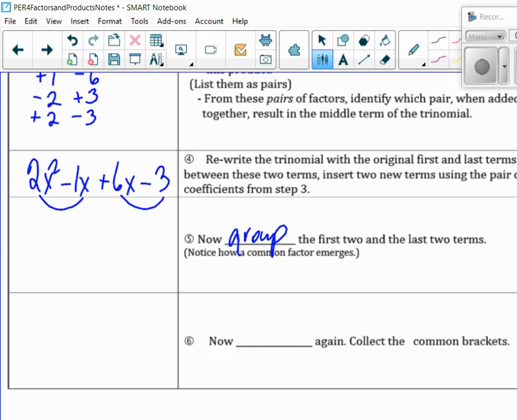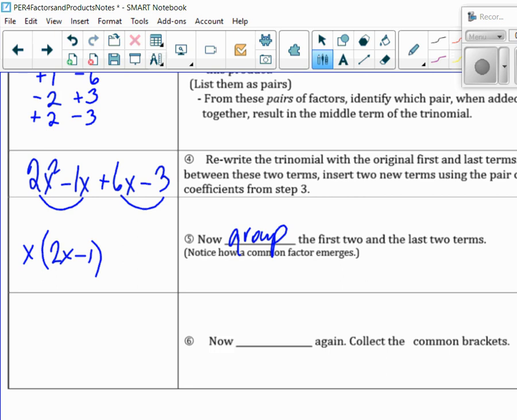So what's common between 2x squared minus 1x? Well, 1, but what else? An x, right? An x is common to both. So we're going to factor out an x, and then we're going to go bracket. What am I left with in this first group? 2x minus 1. Does everybody agree? If I multiply this out, I would get that.